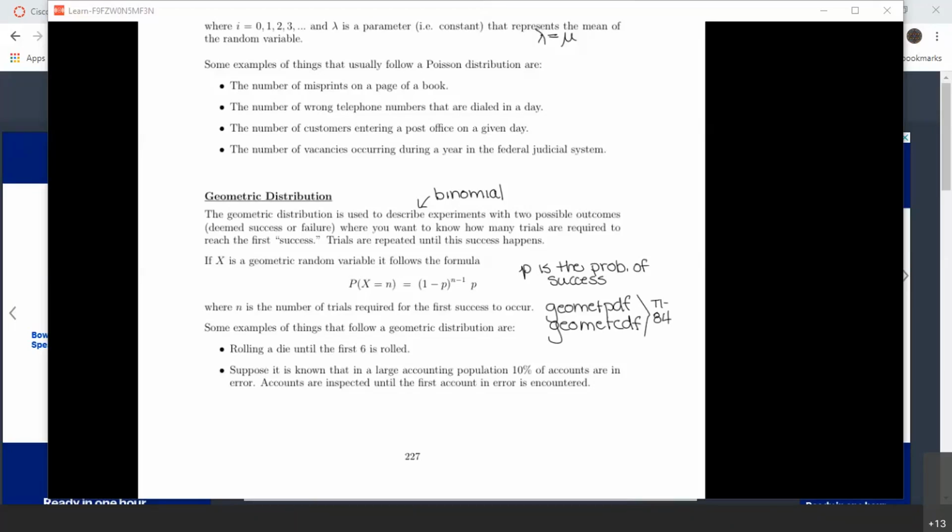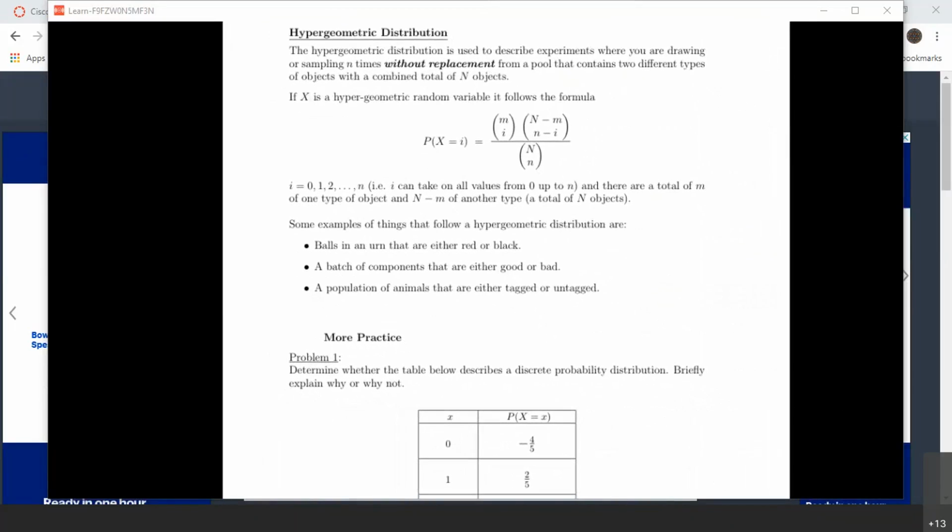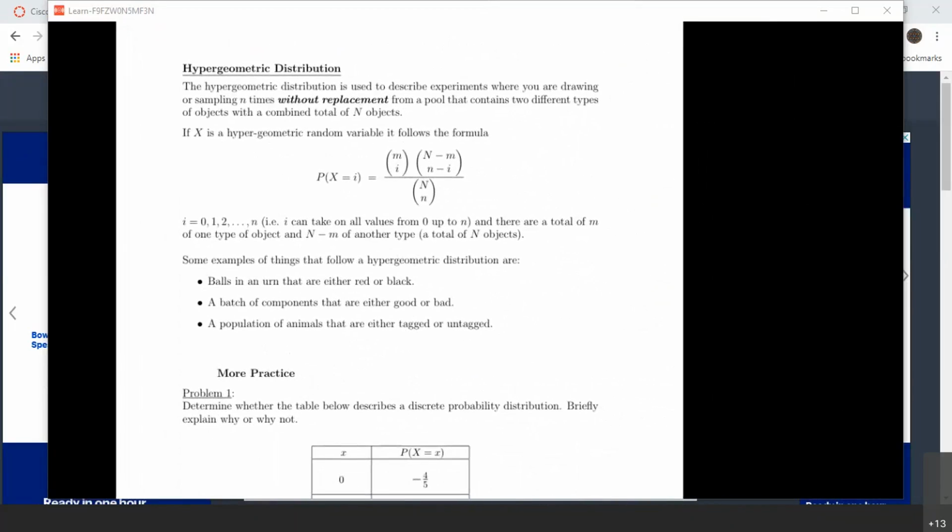Okay. The next discrete probability distribution, again, we've actually used this, okay? And we haven't called it hypergeometric, but you'll recognize the formula for it, okay? The hypergeometric distribution is used to describe experiments where you're drawing or sampling n times without replacement from a pool that contains two different types of objects, right? Like men or women, defective and good, Democrats, Republicans, okay? With a combined total of n objects.